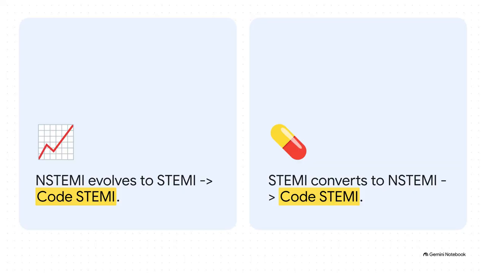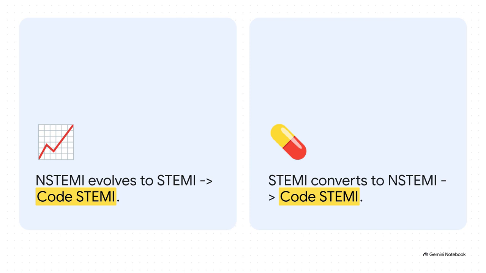But here's the thing. Patients aren't static, right? Their conditions change. So what happens if an NSTEMI evolves into a full-blown STEMI during the encounter? Well, you code the STEMI. But conversely, what happens when successful thrombolytic therapy, like those life-saving clotbuster IVs, turns a STEMI into an NSTEMI on paper? Guess what? You still code the STEMI.